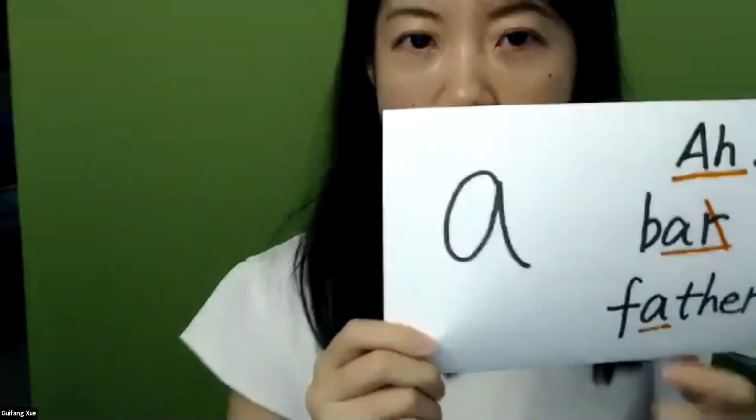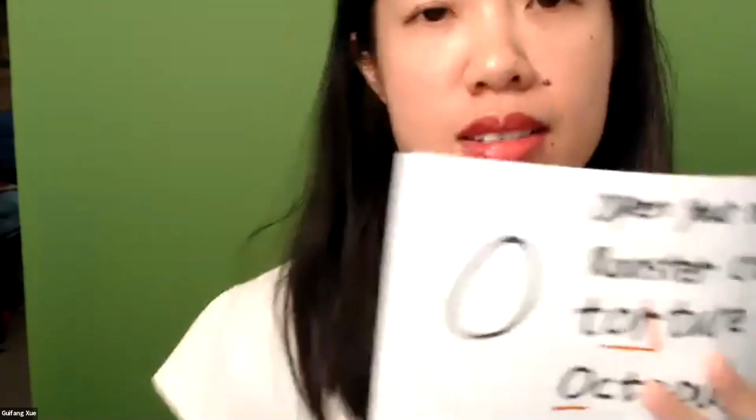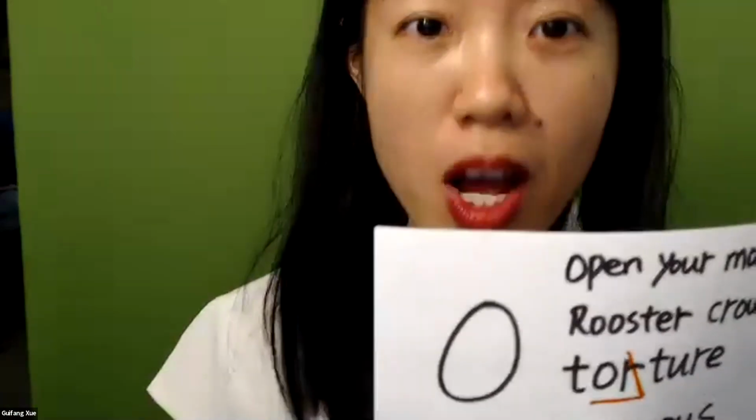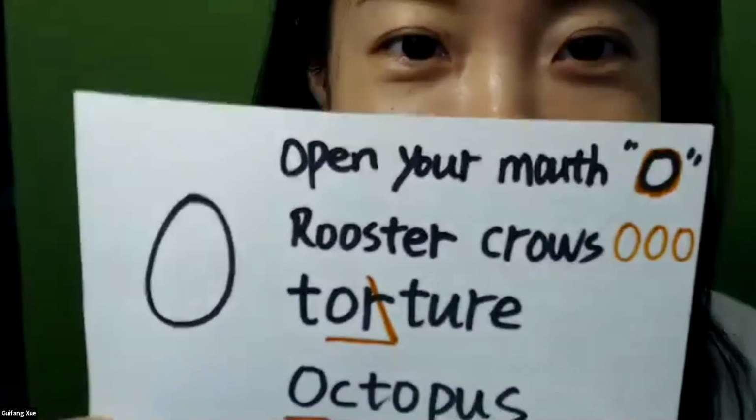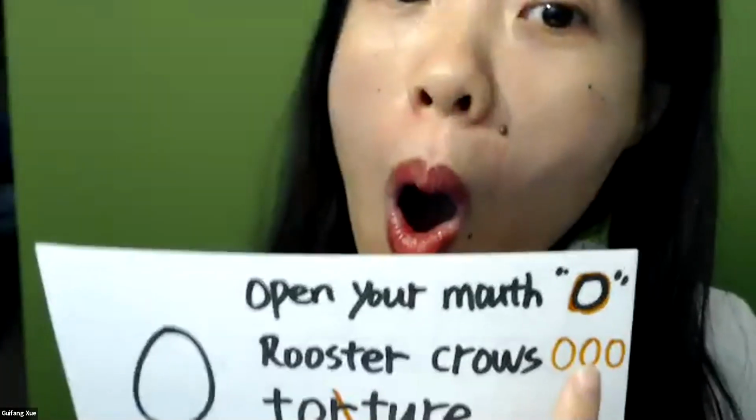The second vowel will be O. So for the vowel, usually also relate to the mouth shape. For the first vowel, you open your mouth big. And then for the O sound, you open your mouth like it's a zero shape, the O shape. Open your mouth like O.